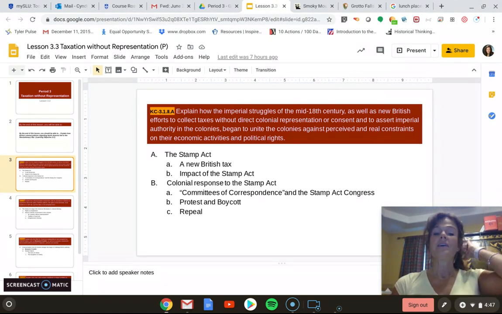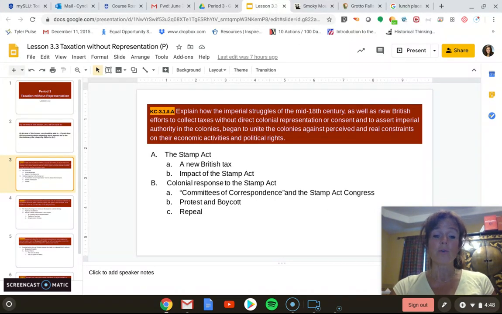This impacted lawyers, newspaper publishers, businessmen, and the cost was then passed on to virtually everyone, anybody that dealt with paper. Even if you went to a tavern and you used a deck of cards, the cards would cost more because the tavern owner had to pay for the stamp. So that's the impact, is that it was the first direct tax that impacted just about every single person.